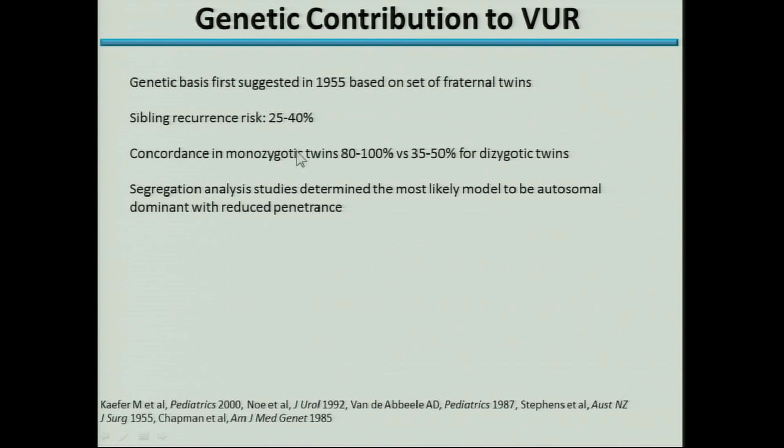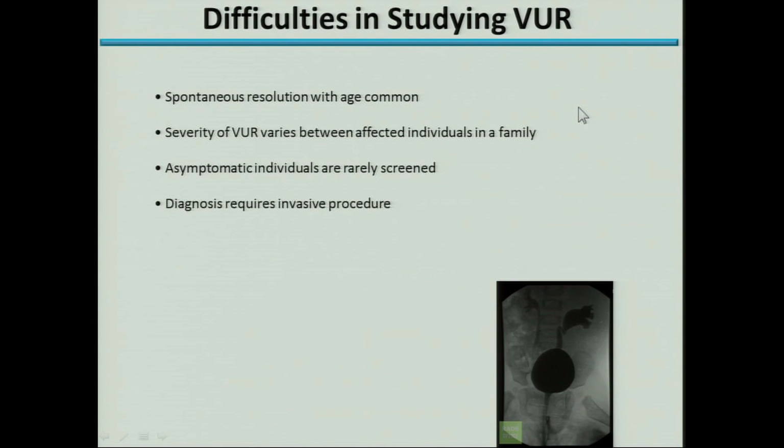There is a higher sibling recurrence risk of 25 to 40%, and there's concordance in monozygotic twins of 80 to 100% versus 35 to 50% for dizygotic twins. And different segregation analyses done over 30 years ago determined that the most likely model of VUR is probably autosomal dominant with reduced penetrance. However, there are some difficulties in studying VUR.